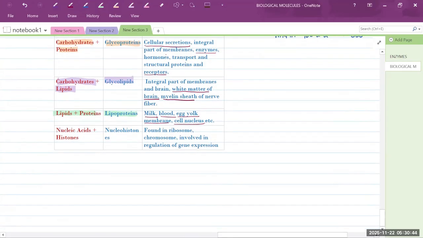What are nucleic acid and histones called? They are called nucleohistones.